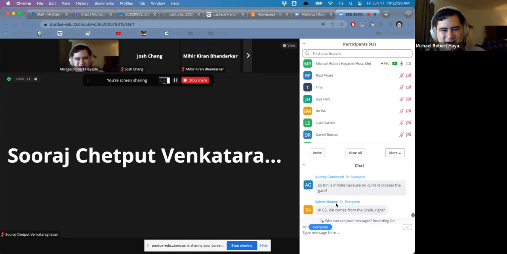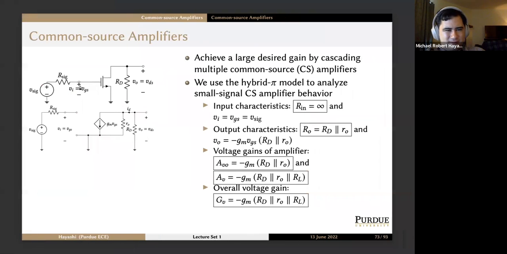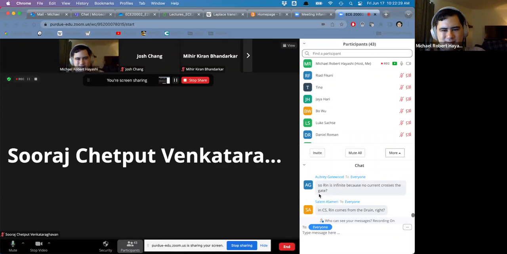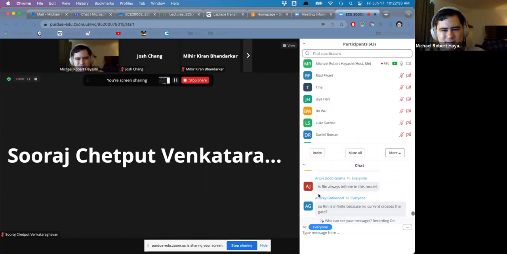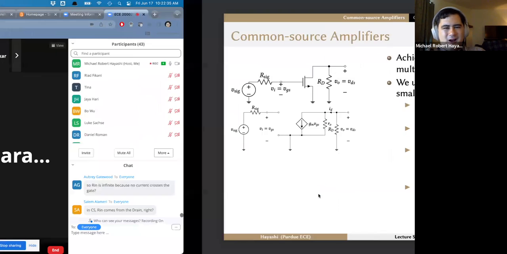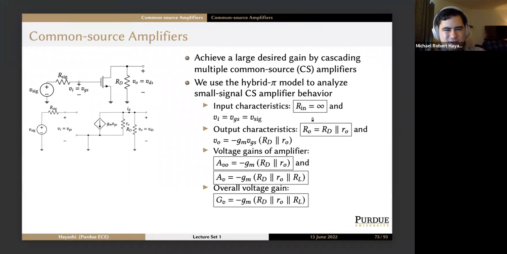In common source amplifier, Rin comes from the drain, right? No. Rin comes from the gate to source interaction. Rout comes in part due to the drain resistance, not Rin.